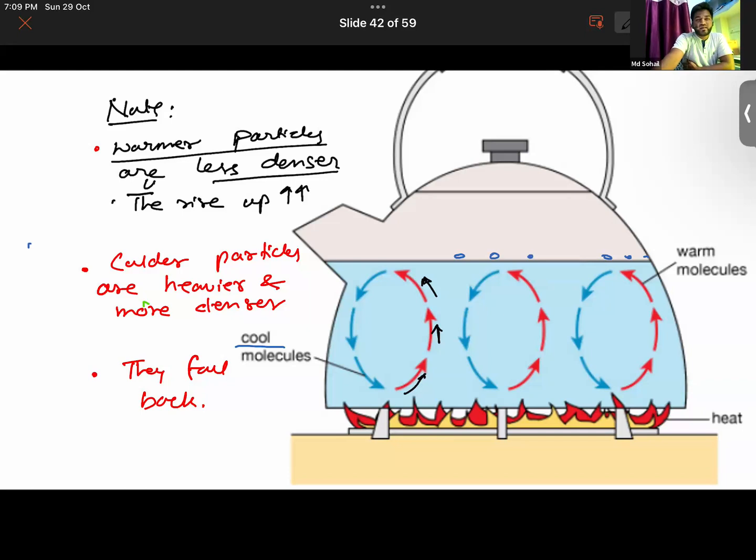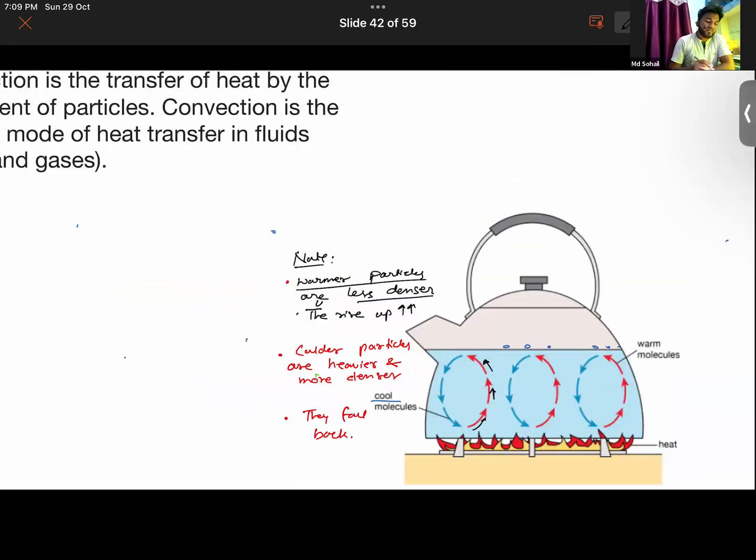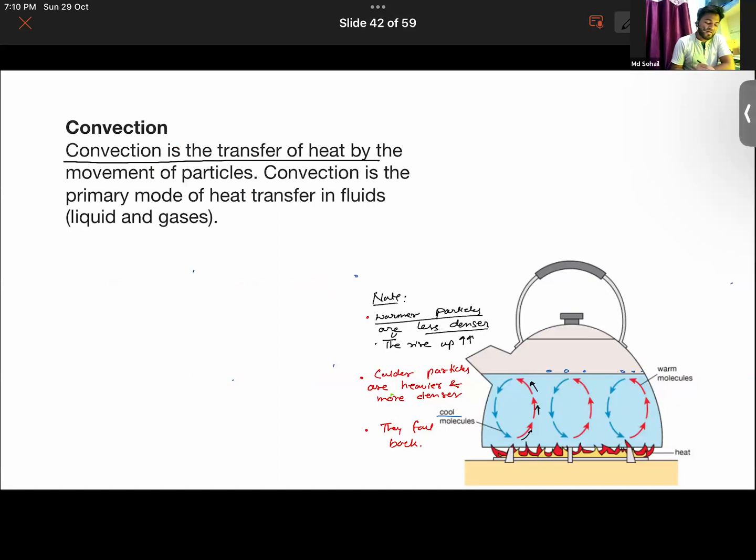So look over here. The heat is being transferred from this hotter part. The base is the hotter part, right? The water present in the base is hotter. So in this fluid, the heat is being transferred from this hotter part towards the colder part. This is the manner in which water basically heats and boils. I hope it is clear. Yes, sir, it is clear. So that is simply convection: the transfer of heat by the movement of particles.